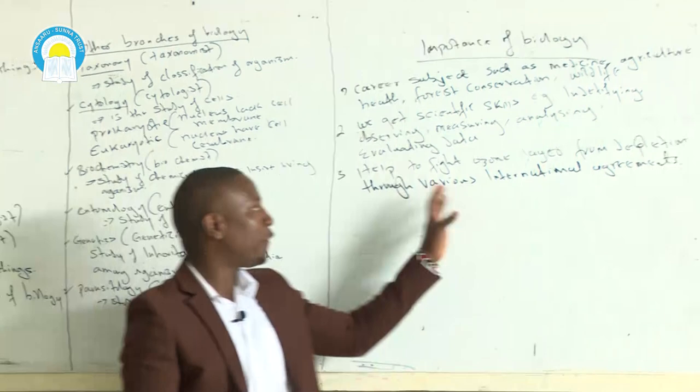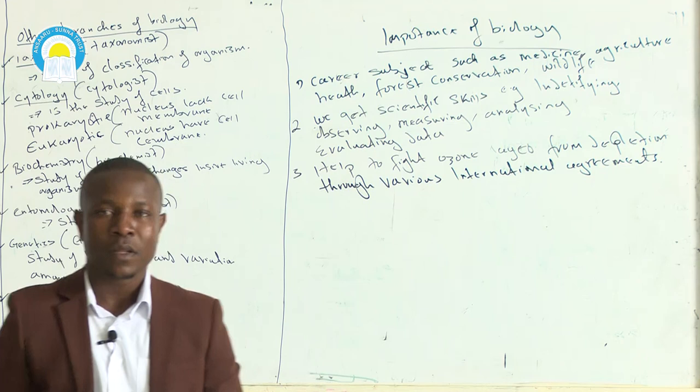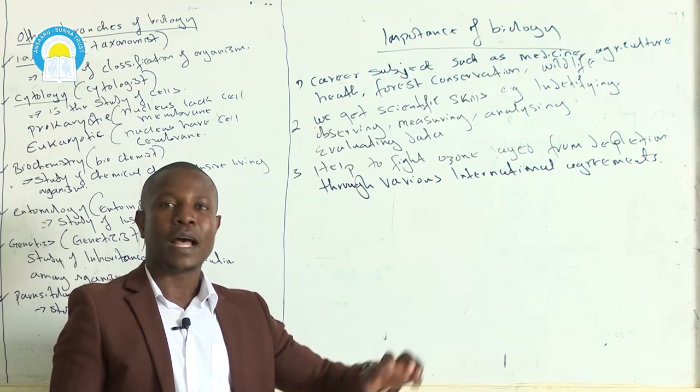Or even if it comes to disease. You see, like now, coronavirus in Kenya. You find out that Kenya is working with what? Other nations, that is UN, to be able to fight the disease.